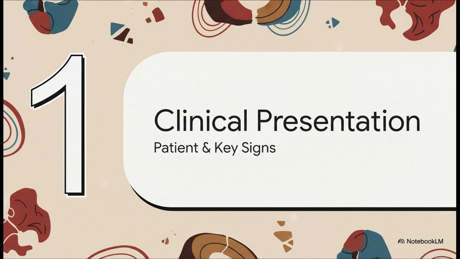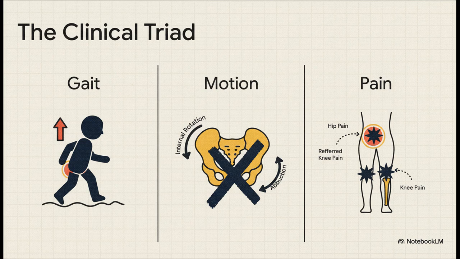Okay, so how does this actually show up in the clinic? Let's build a picture of the typical patient and the key signs you're going to be looking for during an exam. This is crucial. You're looking for this classic triad of signs. First up, the gait. You'll often see a Trendelenburg gait, that telltale hip drop, because the abductor muscles are weak. Second, when you get them on the exam table, you'll find a really noticeable limit to their hip's range of motion, especially when you try to internally rotate and abduct the hip.